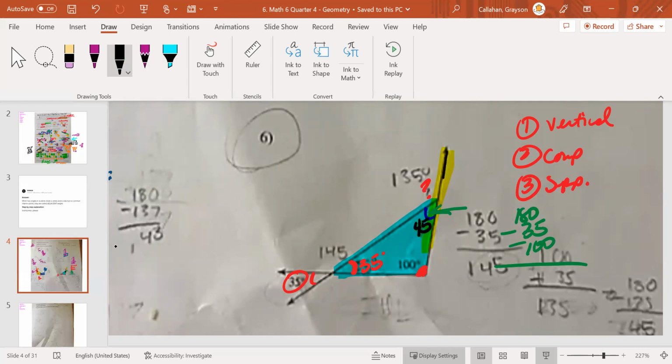Now, straight line. To get this angle right here, it's going to be 180 minus 45, which is going to be 125 degrees. That's your answer.